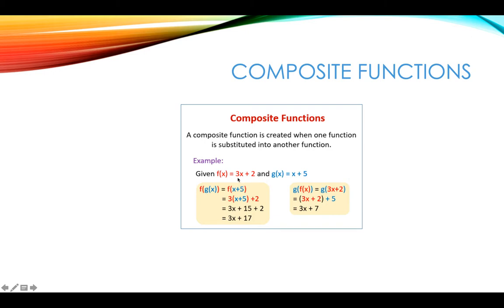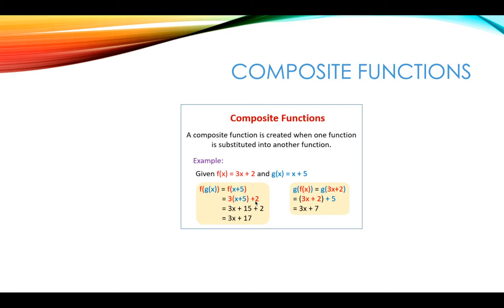So we look at the rule for f of x, and everywhere we initially had x, we're going to put x plus 5. So we have 3 times x plus 5 plus 2. So that gives us 3x plus 15 plus 2, which is 3x plus 17.